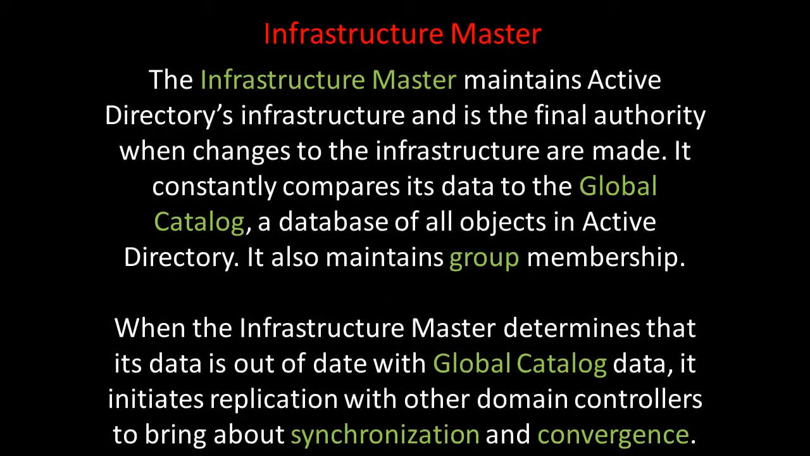Next, we'll take a look at the infrastructure master. The infrastructure master maintains Active Directory's infrastructure and is the final authority when changes to the infrastructure are made. It constantly compares its data to the global catalog, a database of all objects in Active Directory. It also maintains group membership. When the infrastructure master determines that its data is out of date with global catalog data, it initiates replication with other domain controllers to bring about synchronization and convergence. Convergence is when all domain controllers have replicated and then contain the same Active Directory information.